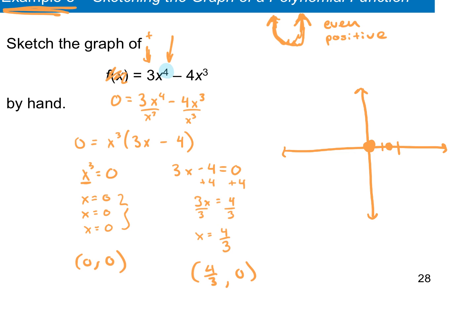So I know my end behavior of my graph is going to go up and up. It'll never come back down because we never cross the x-axis again. And then I can just connect my dots in the middle here. So my graph looks a little something like this.